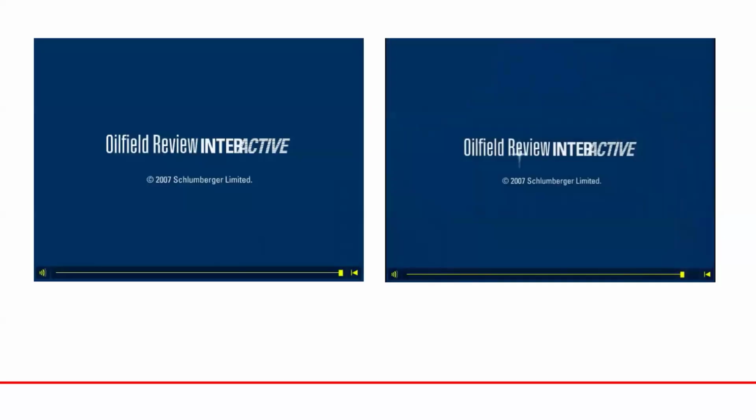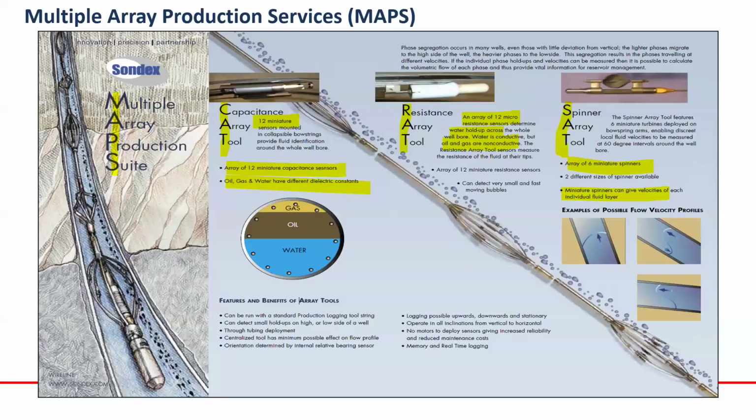Okay. Now I will go for the multiple array production tool. This is used by Baker and many others, because it is made by Sondex, and Sondex is a logging tools manufacturing company. So we have MAPS, called the Multiple Array Production Suite. In this tool we have three main parts.